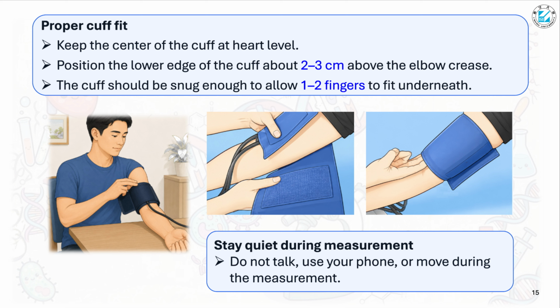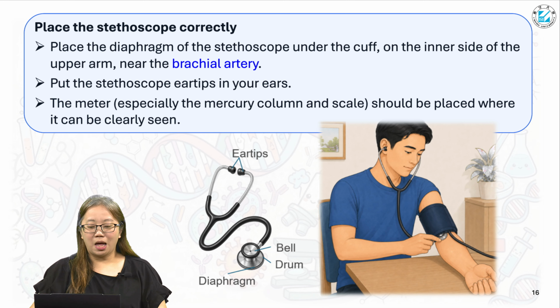During the measurement, please stay quiet and keep still. Do not talk, do not move, and do not use your phone. Any movement or talking may affect the blood pressure reading. Put the diaphragm of the stethoscope under the cuff, on the inner side of the upper arm, near the brachial artery. Then put the ear tips of the stethoscope in your ears.